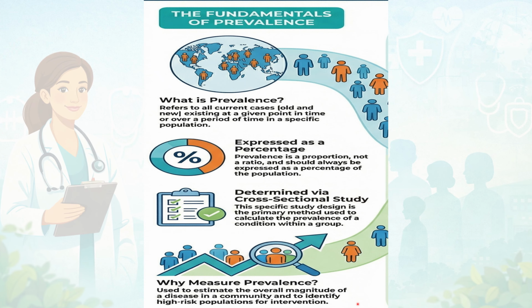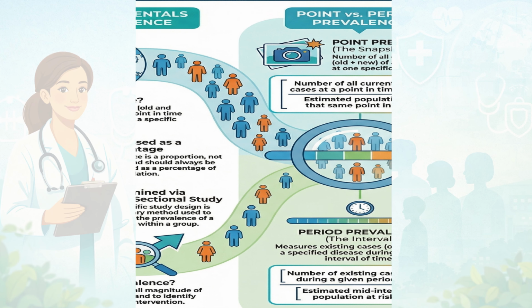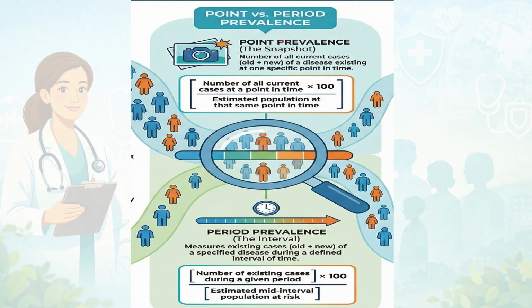There are types of prevalence. Now, two important types of prevalence you must understand. First is point prevalence, the snapshot. Point prevalence tells us the number of all current cases at a specific point in time. The formula is the number of all existing cases at that point divided by the total population at that time, multiplied by 100. Think of it like taking a photograph of a population and counting how many people have the disease at that exact moment.